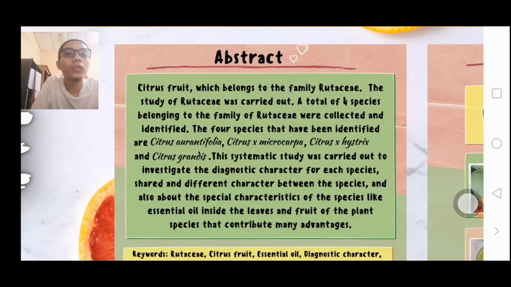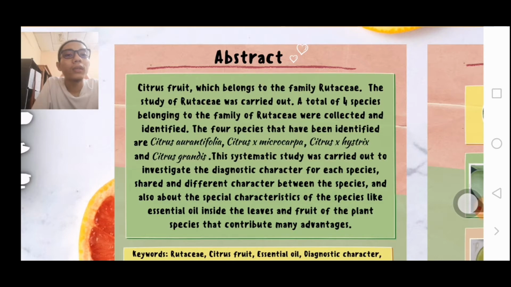Citrus fruit belong to the family Rutaceae. The study of Rutaceae was carried out. A total of 4 species belonging to the family Rutaceae were collected and identified. The 4 species that have been identified are Citrus aurantifolia, Citrus microcarpa, Citrus hystrix, and Citrus grandis.